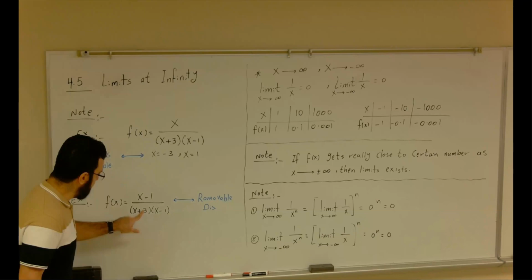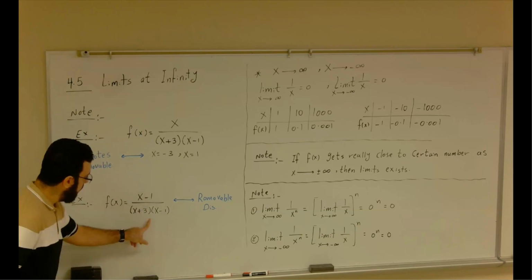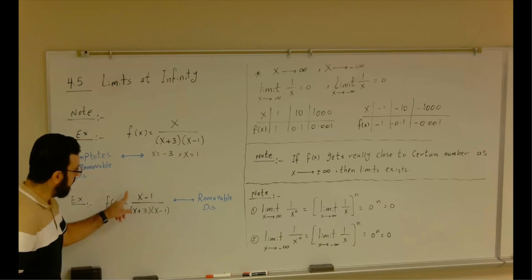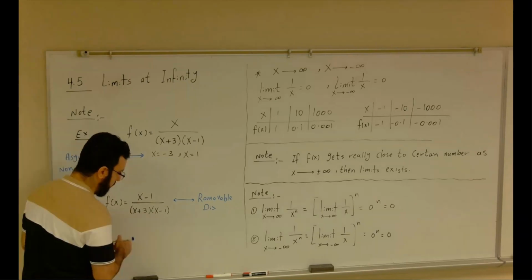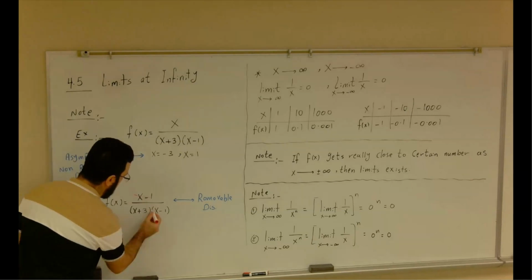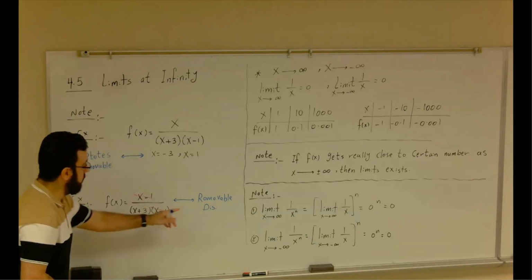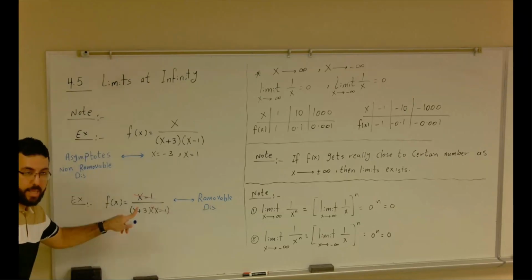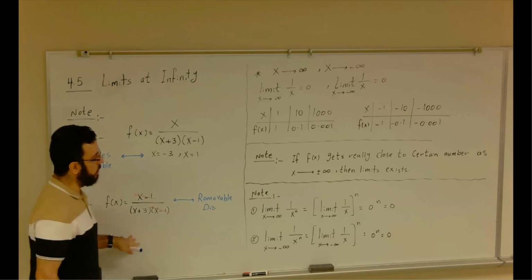And the same thing, if we have an example, (x minus 1) over (x plus 3)(x minus 1). This point, be careful, only this one is what? Is removable discontinuity. And this one is what? Asymptote, okay? So just to remember.